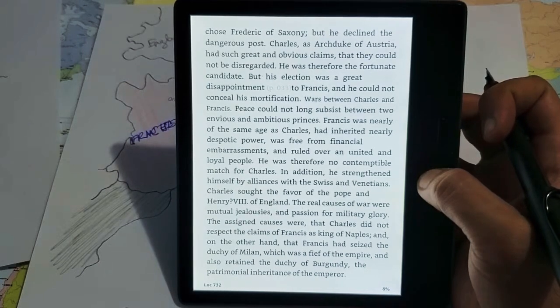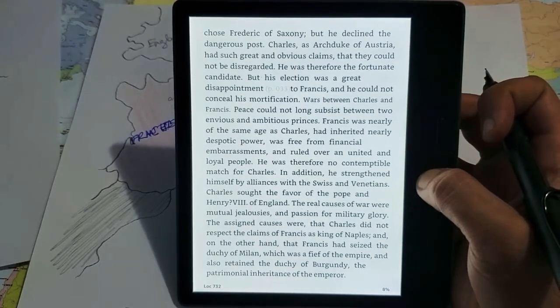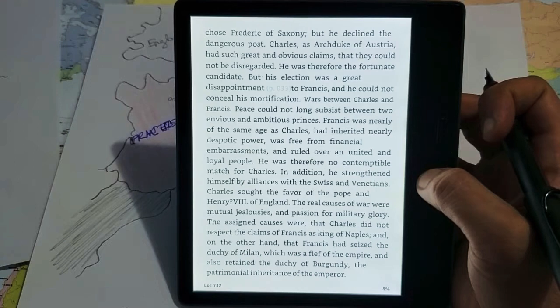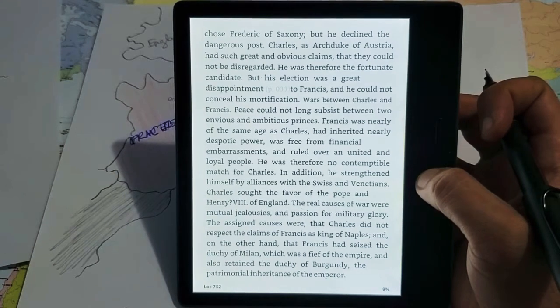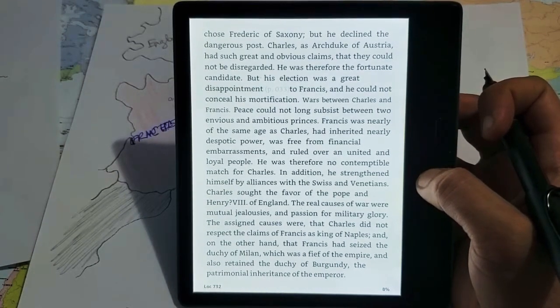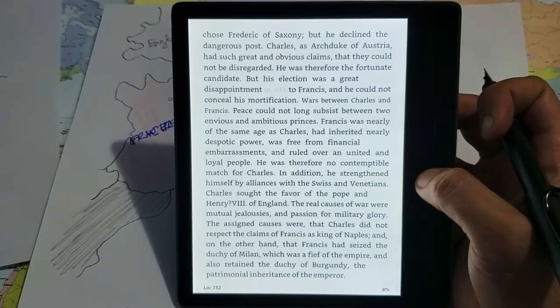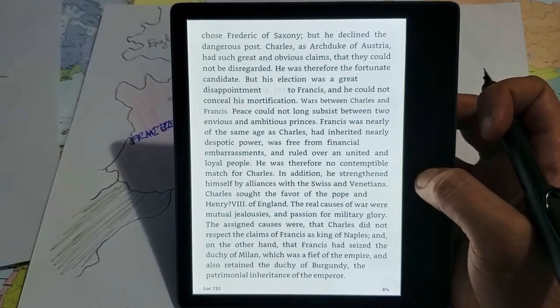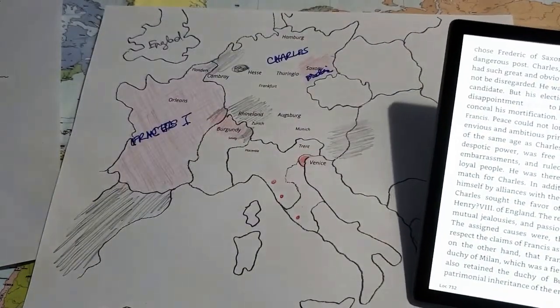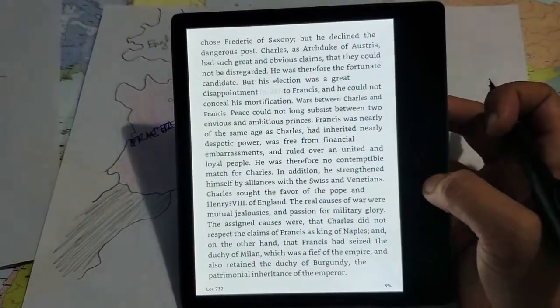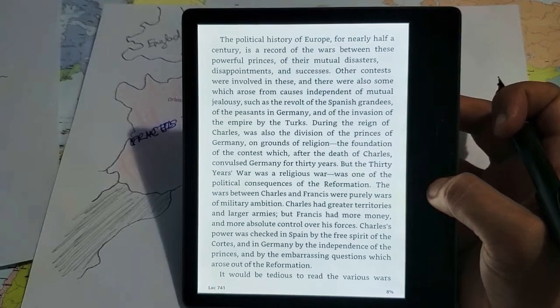In addition, he strengthened himself by alliances with the Swiss and Venetians. Charles sought the favor of the Pope and Henry VIII of England. The real causes of war were mutual jealousies and passion for military glory. The assigned causes were that Charles did not respect the claims of France as King of Naples, and on the other hand, that Francis had seized the Duchy of Milan, which was a fief of the empire, and also retained the Duchy of Burgundy, the patrimonial inheritance of the emperor. So like I said, Burgundy is on both sides, and so they were fighting over certain territorial ambitions. I mean, they started out that way. Wait till you see how it ends.